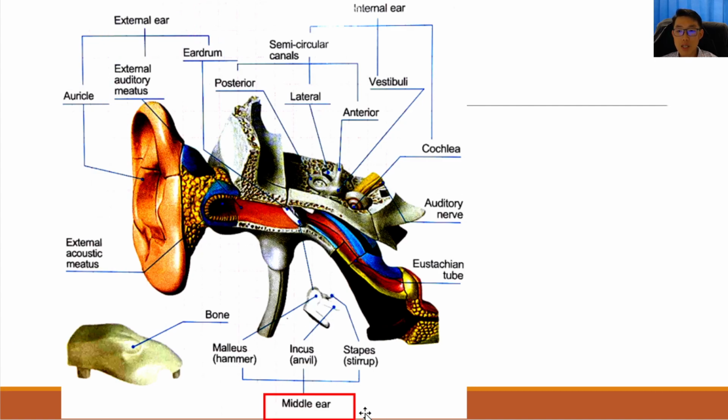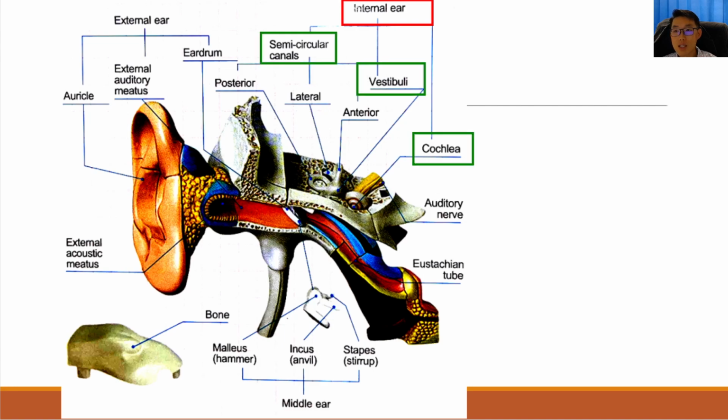Next, we have got the middle ear. The middle ear is made up of three bones called the ossicles. They are known as the malleus, the incus, and the stapes. And these three bones are involved in the transmission of sounds. Next, we have got the inner ear. The inner ear is made up of the semicircular canals, which are involved in balance and positioning, the vestibule and the cochlea, which are also involved in the transmission of sound.